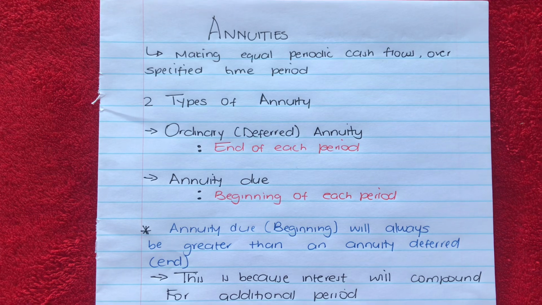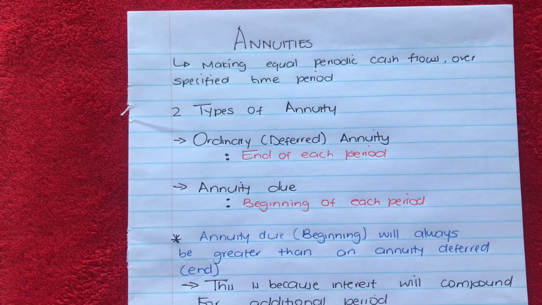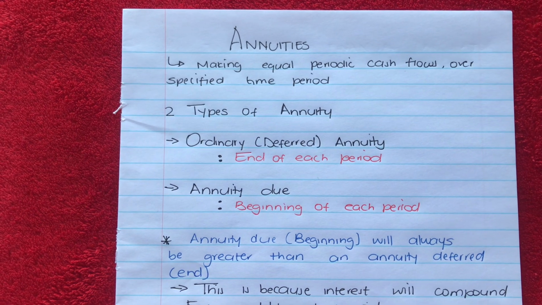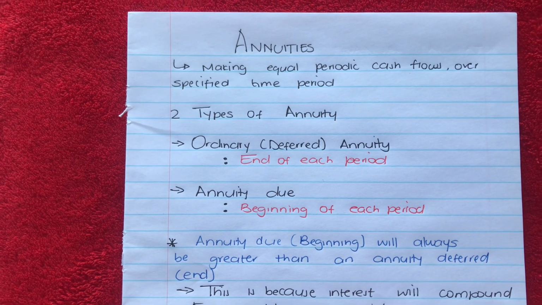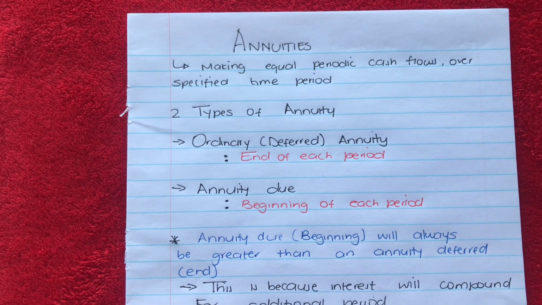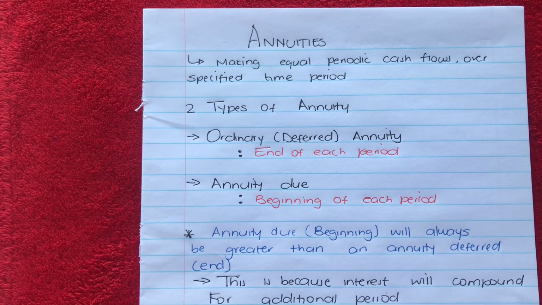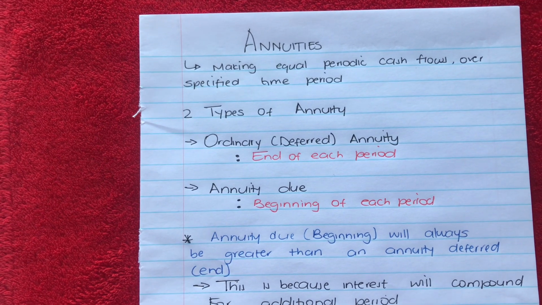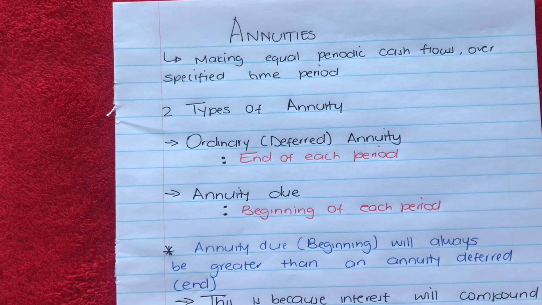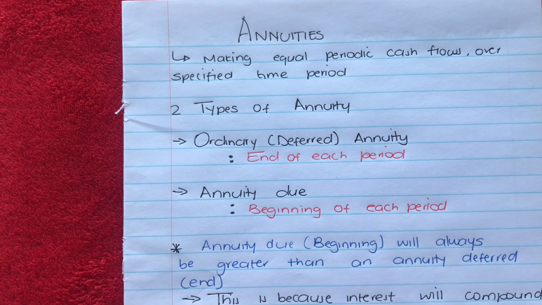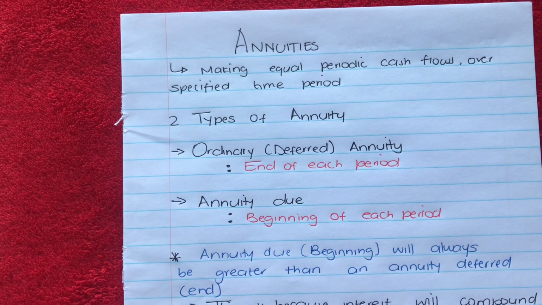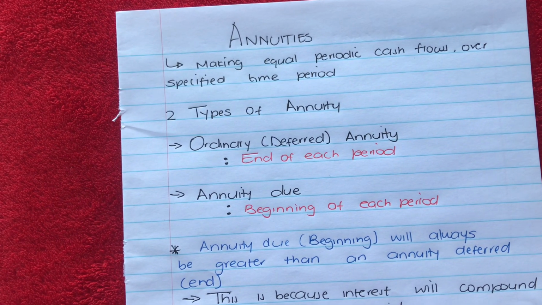So in today's video, I will be talking about the annuity. If you understand the basics of the lump sum, which I did last week, you will understand annuities very quickly. With the lump sum, you're just making a single payment, but with annuities, you are making equal periodic cash flows over a specified period of time. Annuities are divided into two: the ordinary annuity and the annuity due.